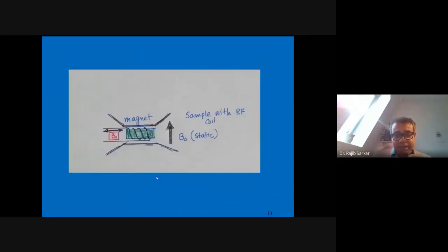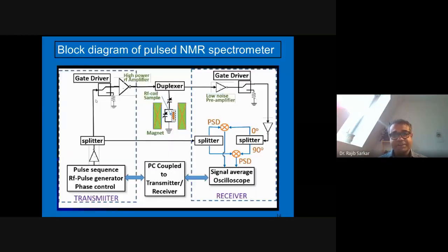Now, let me give you a more schematic view of how it looks when you place your sample inside the magnet. The green part is, for example, the sample, and this is your magnet. The magnetic field B0 is applied perpendicular to the coil, and your oscillatory, time-dependent radio frequency field is along the coil. So this is basically the geometry of a general NMR experiment.